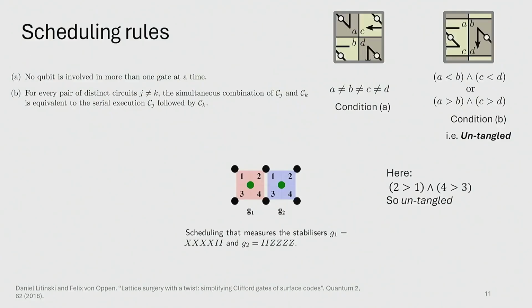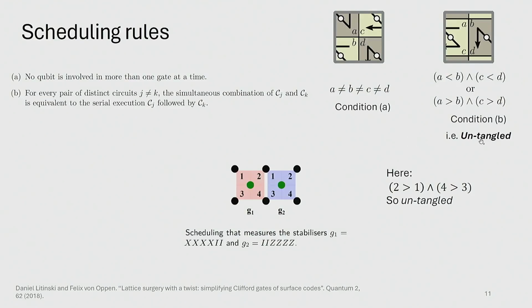To introduce our new technique, which we call tangling the schedules, let me first recall the scheduling rules. Here you have two plaquettes, an X plaquette and a Z plaquette. We have the schedules here, and they satisfy condition A and condition B. Condition A is a trivial one which you always have to satisfy: all these numbers have to be different around a data qubit.